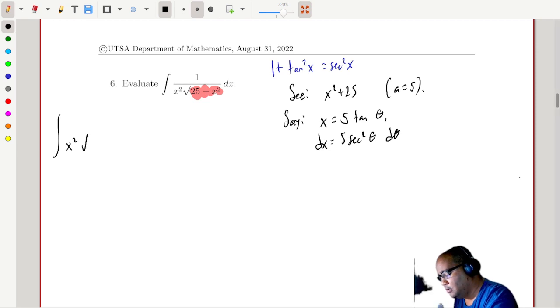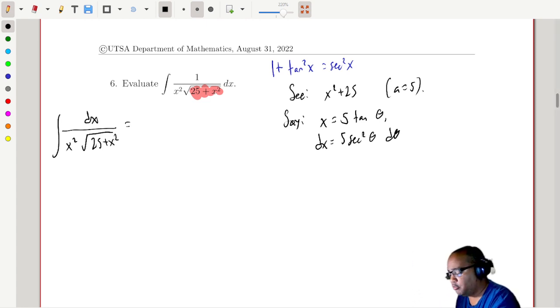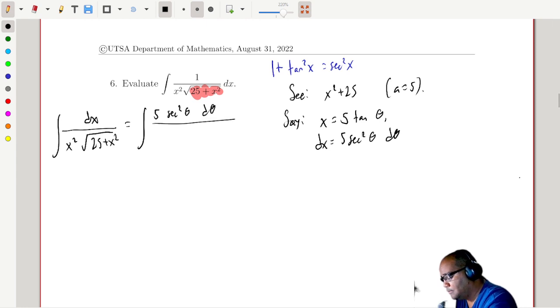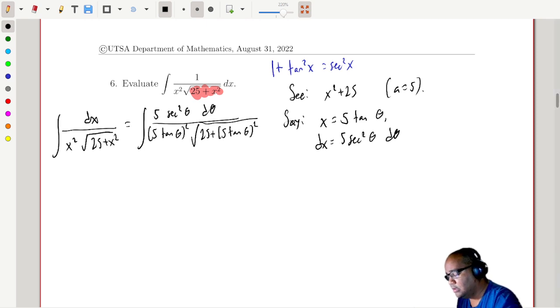So I have all this stuff here. 25 plus x squared into square root dx. Now we just go ahead and replace, and we clean up as we go along. So dx is 5 secant squared theta d theta. x squared, let's just write this here, 5 times tangent theta squared. And then the square root of 25 plus 5 tangent theta squared.